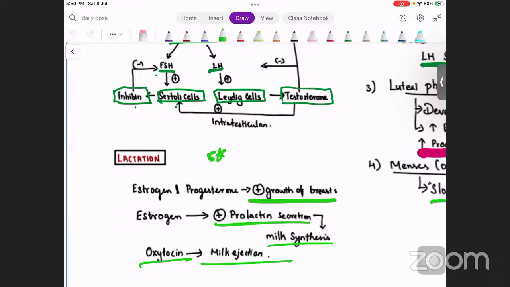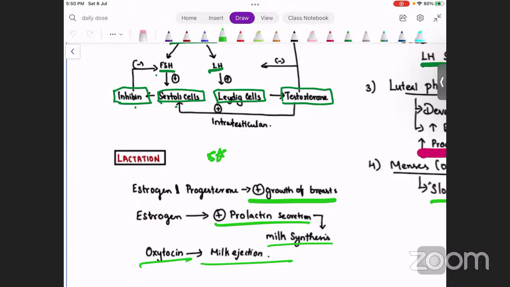Apart from that, milk ejection is done by oxytocin, milk synthesis is done by prolactin, and breast development is done by your estrogen and progesterone. And then you have the neurophysiology. Speaking of neurophysiology, conduction occurs through the nodes of Ranvier as saltatory conduction.